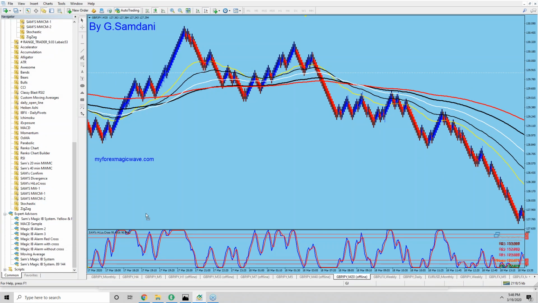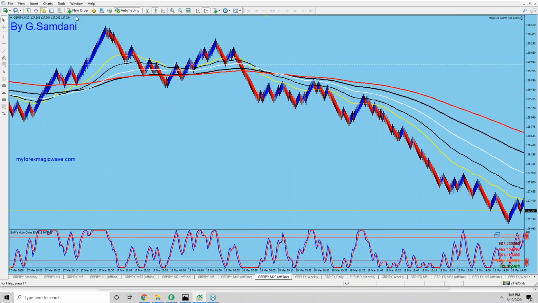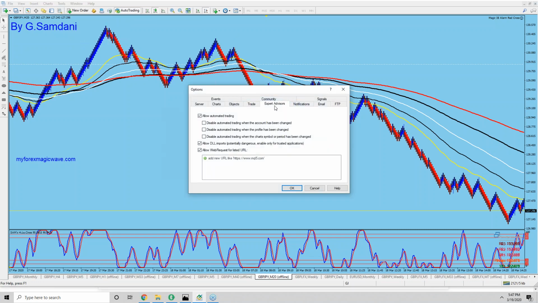You see the red cross. You just drag and drop it on the chart, and it goes up there. Make sure it is smiling, and if it's not, then what you need to do is go here in Tools, then go to Options, and you see this Expert Advisor tab.